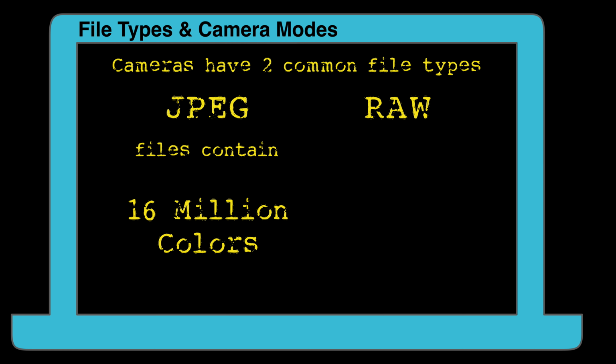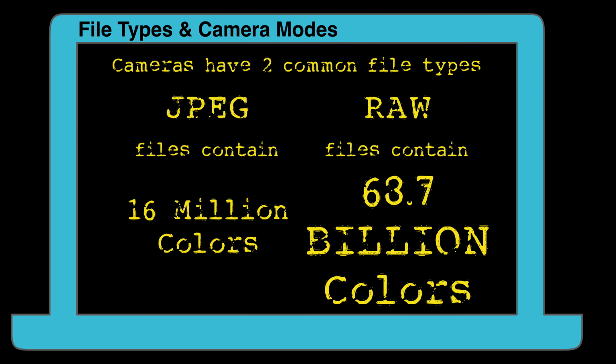I personally use RAW since I'm a photographer, and that really helps me to brighten up some of the shadows or darken down some of the highlights if I accidentally made something too bright or too dark. It also helps me to pull out colors that I saw in person that didn't really translate onto my photo. I can manipulate that a little bit more to make it look like what I saw with my own eye when I was photographing. But a RAW file contains 63.7 billion colors.